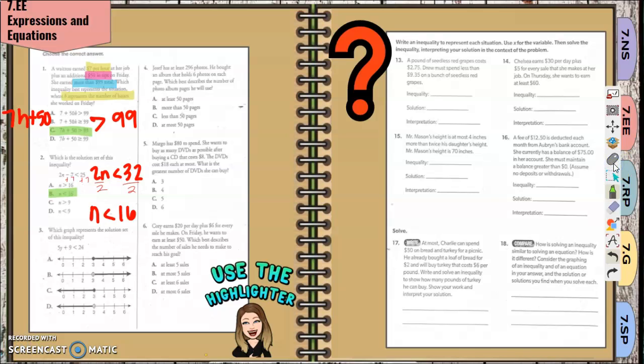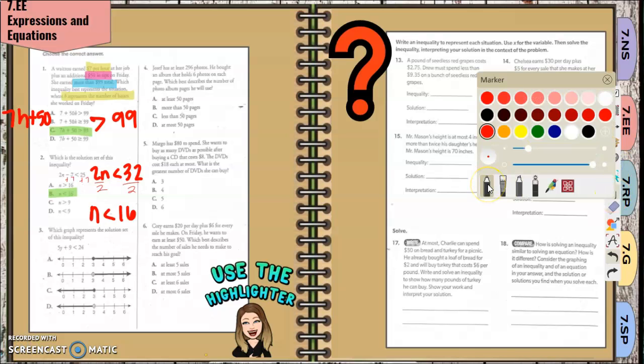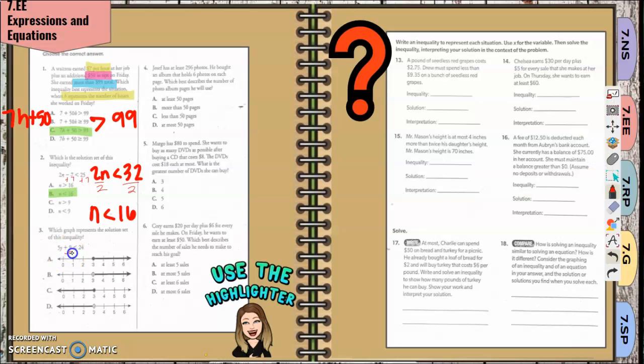Number 3 says, which graph represents the solution set of this inequality? So my variable's on the left. Now I start with my constant. I'm going to subtract 9. 5y is less than 15. So now I divide by 5. Y is less than 3.